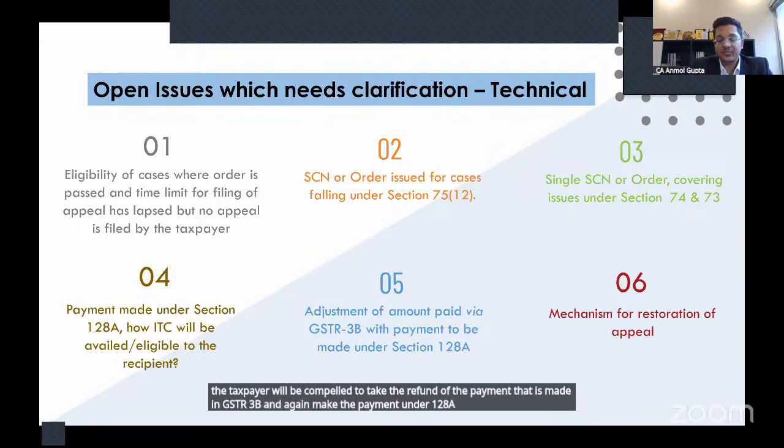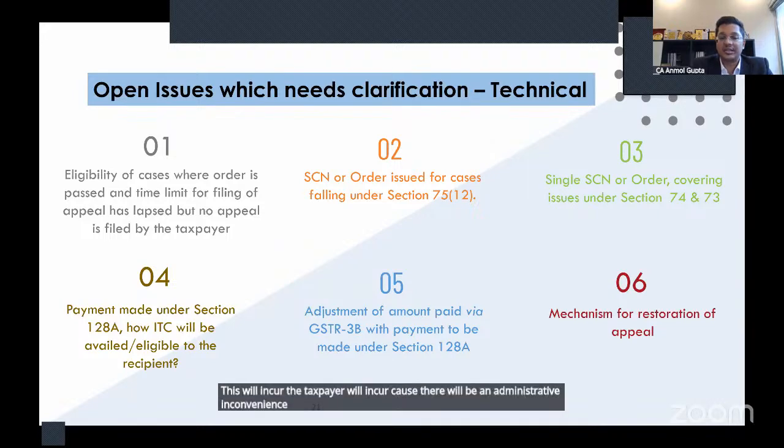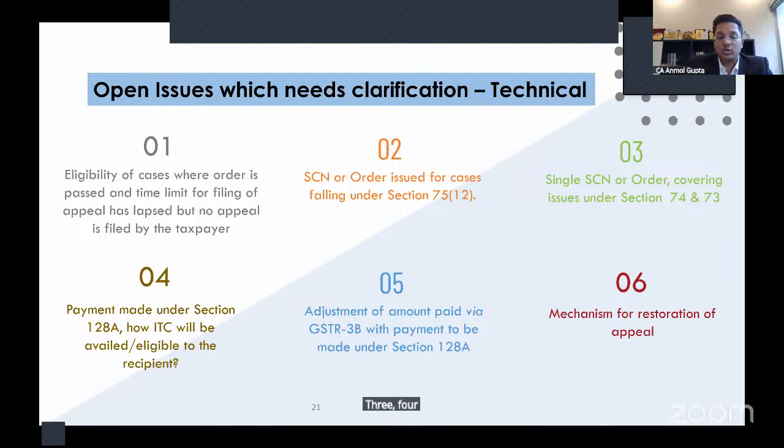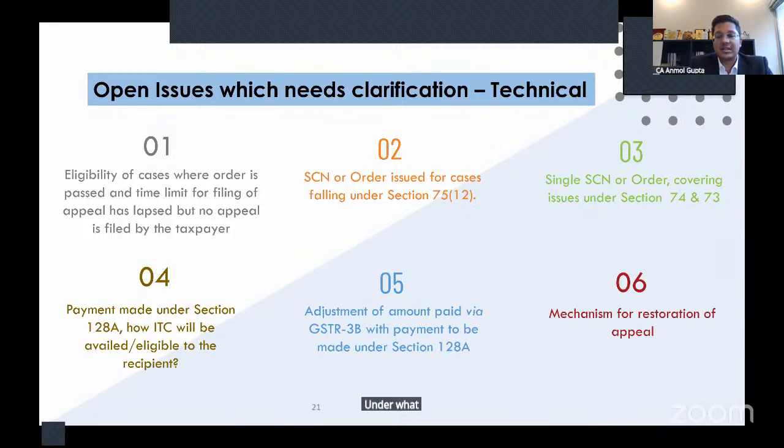The taxpayer will incur cost. There will be an administrative inconvenience also. There may be cases where the refund has already lapsed, because that payment was made 3-4 years back. So all those issues will come. The government should clarify how 3B payment can be adjusted against the payment that needs to be made under 128A. And the sixth clarification that is awaited is how to restore the appeal.